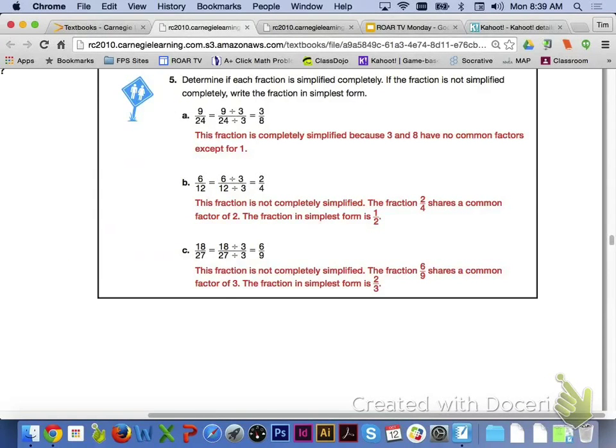If we look at letter A, this fraction is simplified because 3 and 8 have no common factors other than 1. For letter B, 2/4 is not simplified. 2 and 4 still share a common factor of 2, so the fraction in simplest form would be 1/2. And finally, for letter C, this is also not simplified. 6 and 9 share a common factor of 3, so the fraction in simplest form would be 2/3.